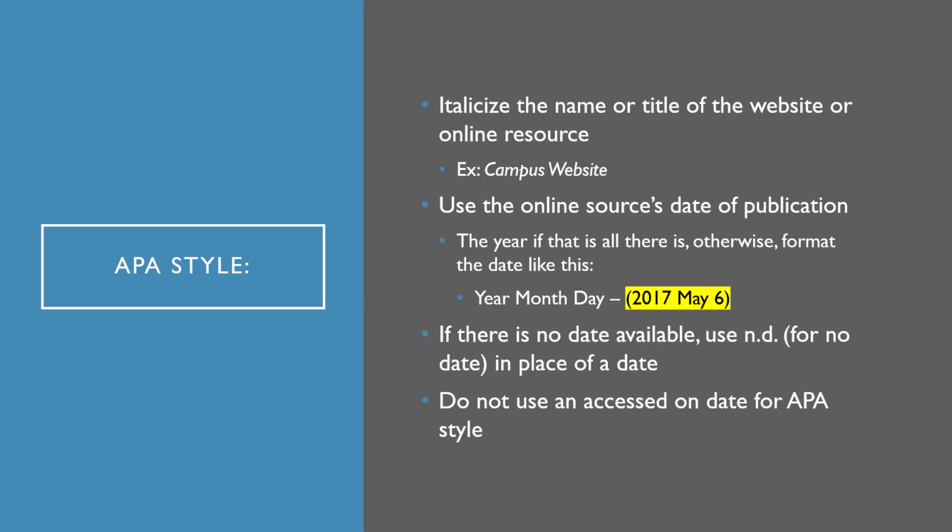Let's start with APA. APA citation requires that you italicize the name or title of the website, use the resource's date of publication, the year if that's all that's provided, or if available, the full date formatted as year, month, day, so, for example, 2017, May 6. If there is no date available on the resource, use the abbreviation N.D. for no date. Because you can use ND, you will not use an accessed on date for online resources if you are citing in APA.